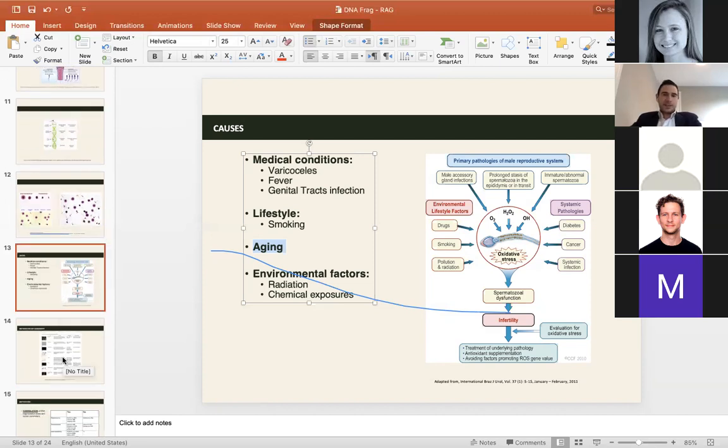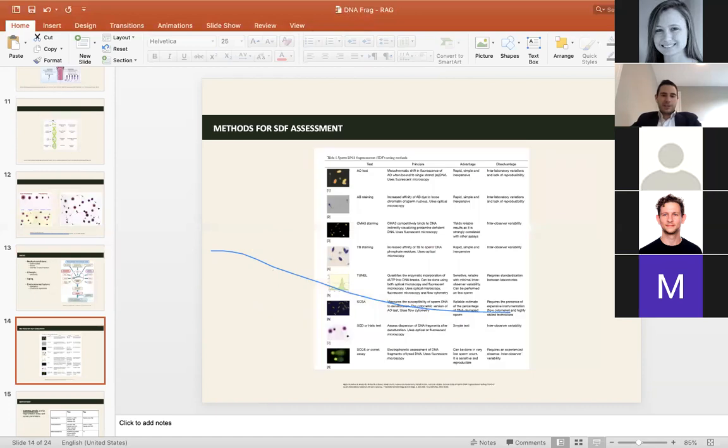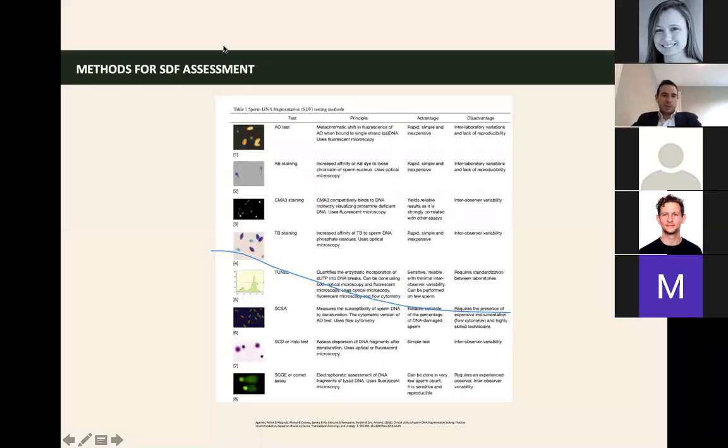How can we test for DNA fragmentation? To test for DNA fragmentation, we have multiple tests. These are very different and very variable. Each one of them is very specific in its technique. Basically, they have a similar output. They will give us an index on how much a sperm sample is fragmented. And with this index, we can differentiate and certify the male and tell them if they have a problem in their sperm DNA or not.